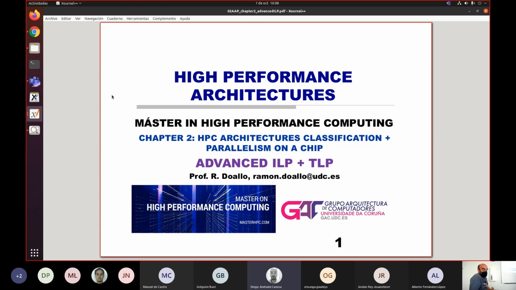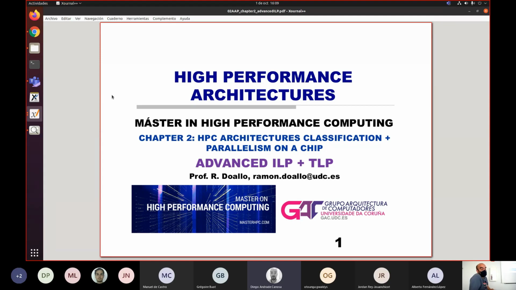Okay, and now we are going to talk today about two different topics. The first is advanced instruction level parallelism. We talked already about instruction level parallelism, that is a very basic ability of modern processors that is based on the usage of pipelines. Okay, but now we are going to improve this with new techniques, okay, that are available in all modern processors. And after that, we are going to talk about thread level parallelism, the ability that modern processors have to execute several threads at the same time, okay?